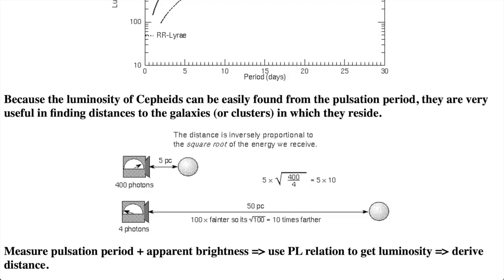Cepheids are so important that being able to measure their distances in other galaxies was the main factor in determining the size of the Hubble Space Telescope mirror. That is, how large did the mirror need to be to have the resolving power and light gathering power to pick out individual Cepheids in other galaxies?